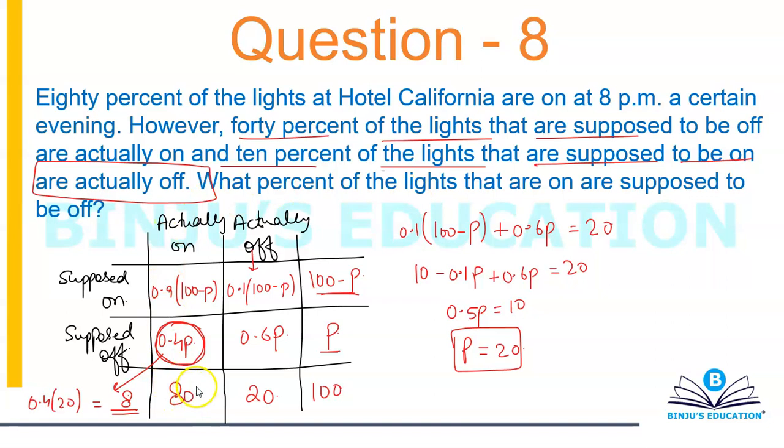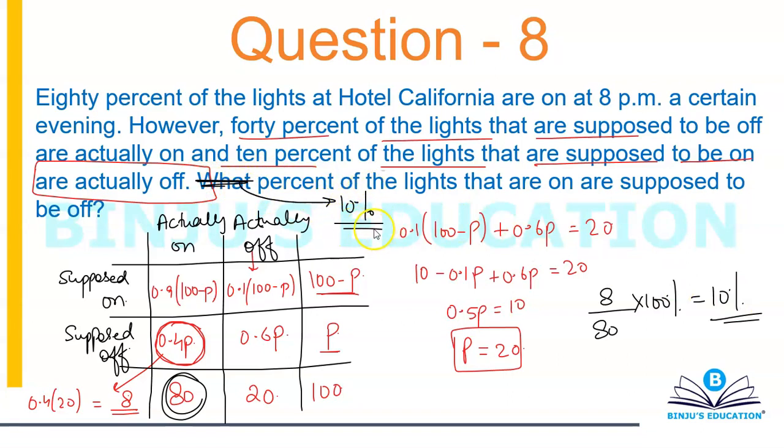So how many are actually on? That is 80. And out of which how many were supposed to be off? That is 8. Your answer is 8 by 80 into 100%. That's 10%. So 10% of the lights that are on are supposed to be off. You can now read that statement again. 10% of the lights that are on are supposed to be off.